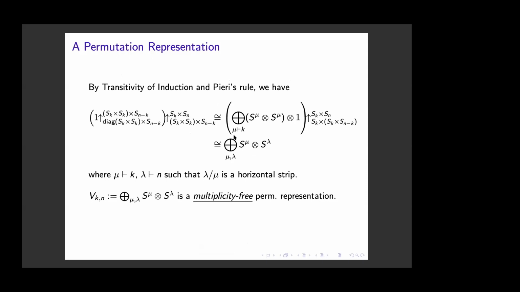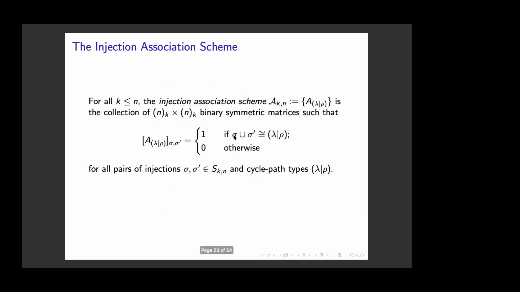Some standard representation theory at this point. We have this permutation representation, and by transitivity of induction and Pieri's rule, we can prove what we set out to prove. So we have the following decomposition into irreducible representations of S_k cross S_n. What's excellent about this is that this is a multiplicity-free permutation representation. In harmonic analysis, multiplicity-free often means that you have a commutative algebra somewhere. In algebraic combinatorics, which is what I study, this means that we have a symmetric association scheme, in fact. We'll define what that is on the next slide.